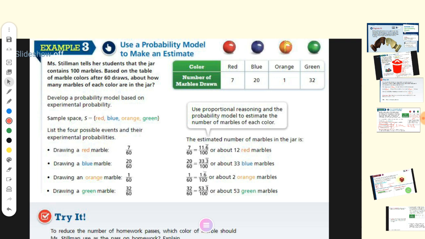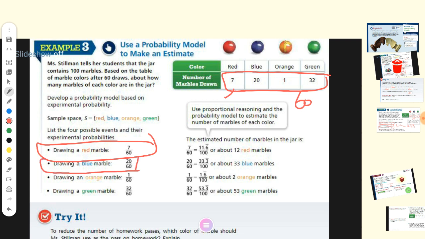We will calculate the whole amount of marbles. If we add them together, it will be 60. So the denominator is always 60. Let's calculate the weight of each one. Red, 7, so it's 7 over 60. For blue, 20 over 60. Orange, 1 over 60. And for green, over 60. And as I told you before, I can calculate it.